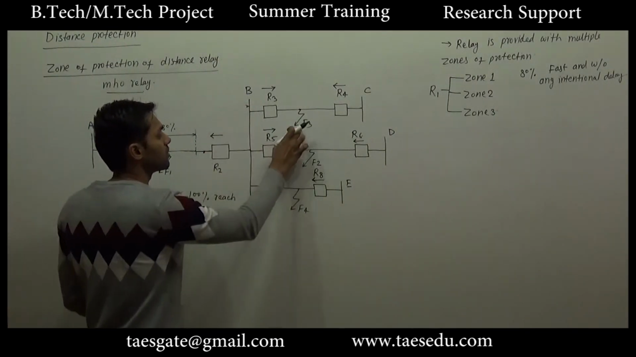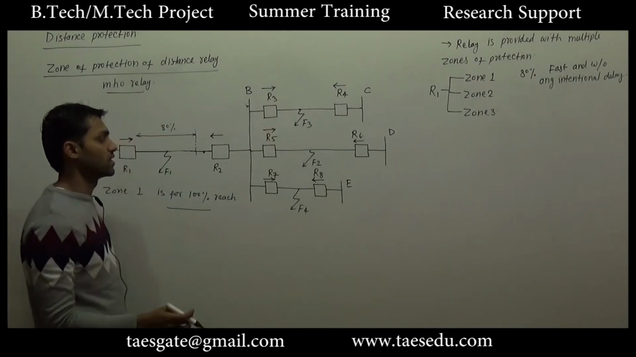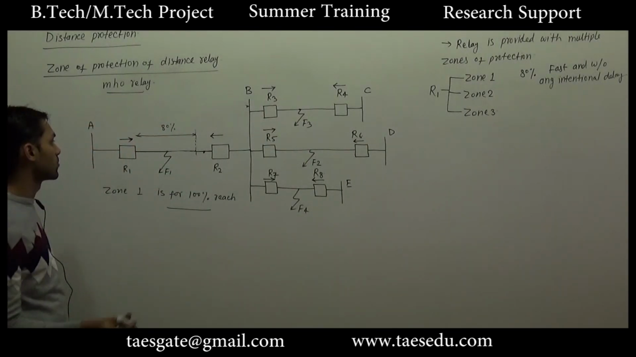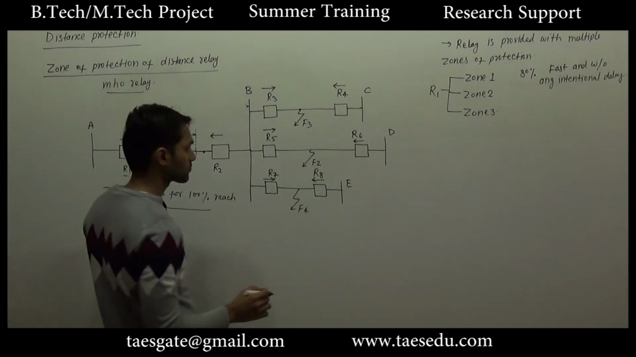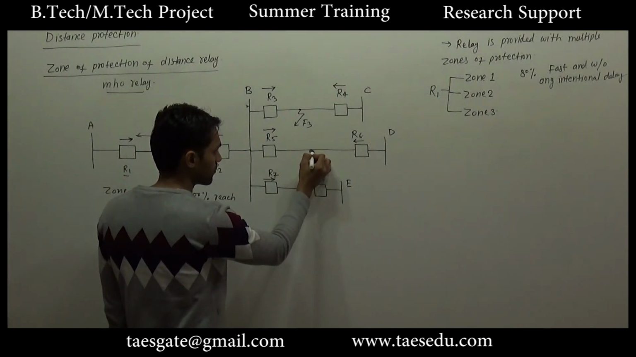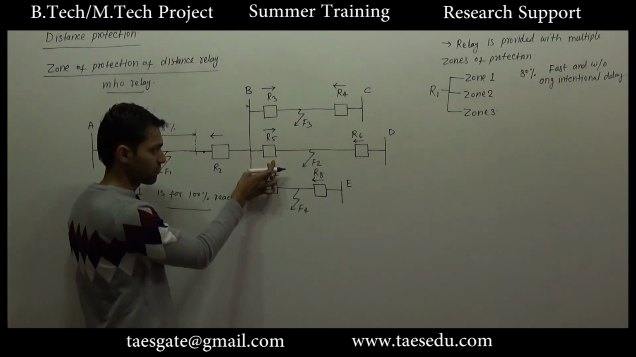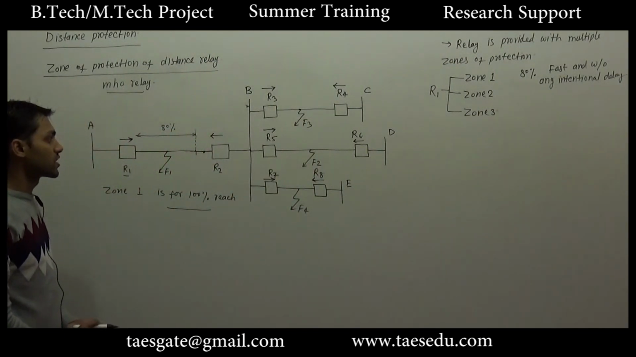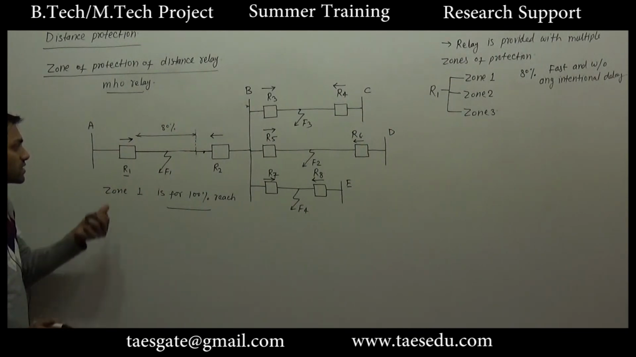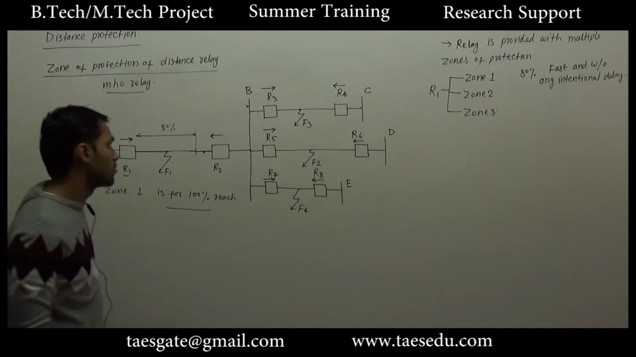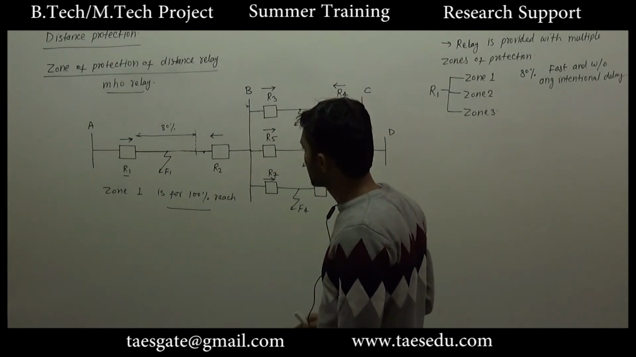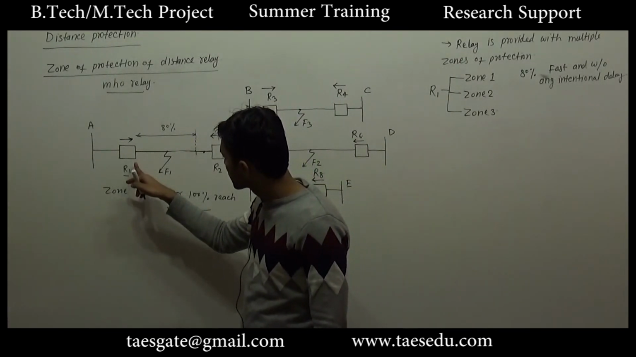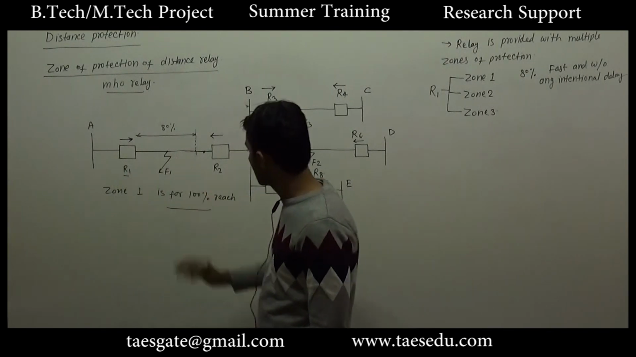So for this fault, if primary protection fails to operate, the remote backup protection will be provided by relay R1. Similarly, for this fault, the primary protection is by R5 and the remote protection is by R1. So R1 is providing remote protection for faults F2, F3 and F4, and it is providing the primary protection for fault F1.